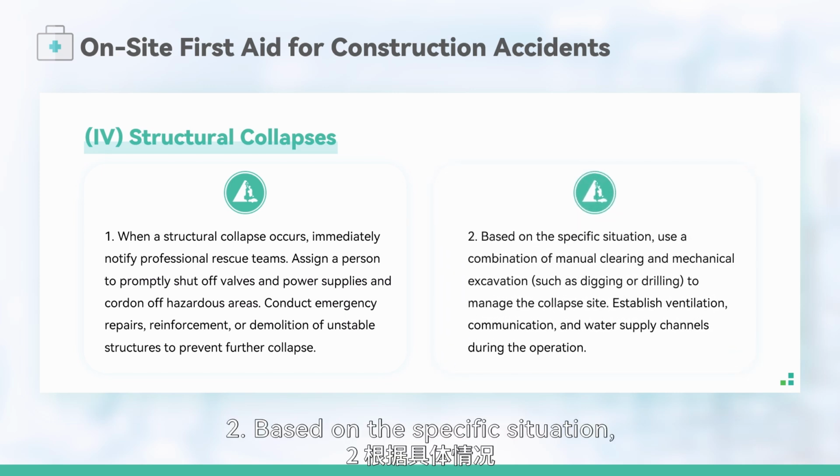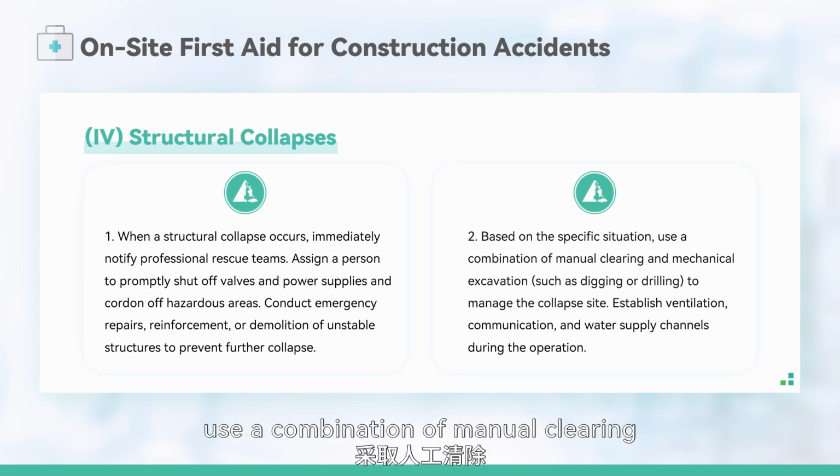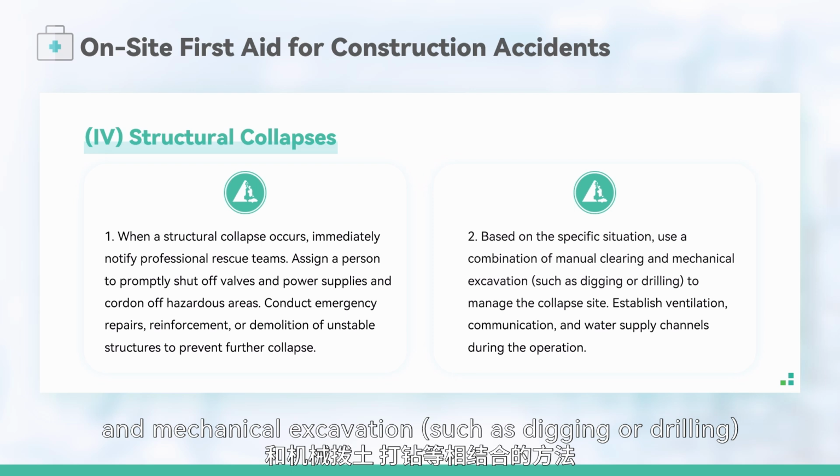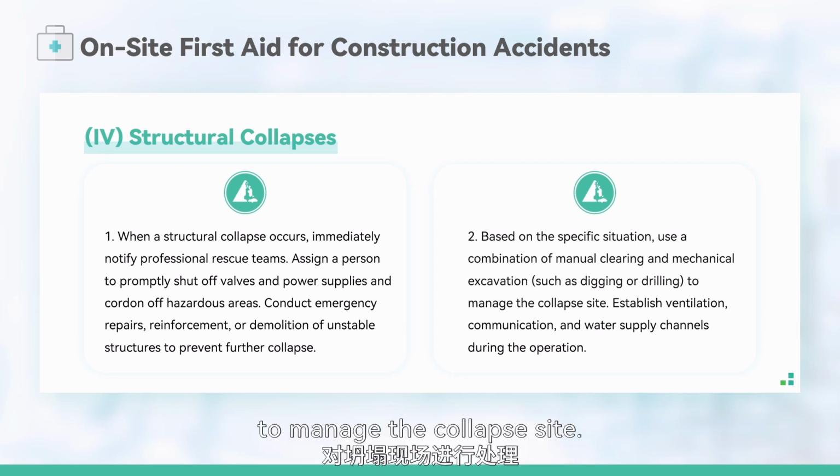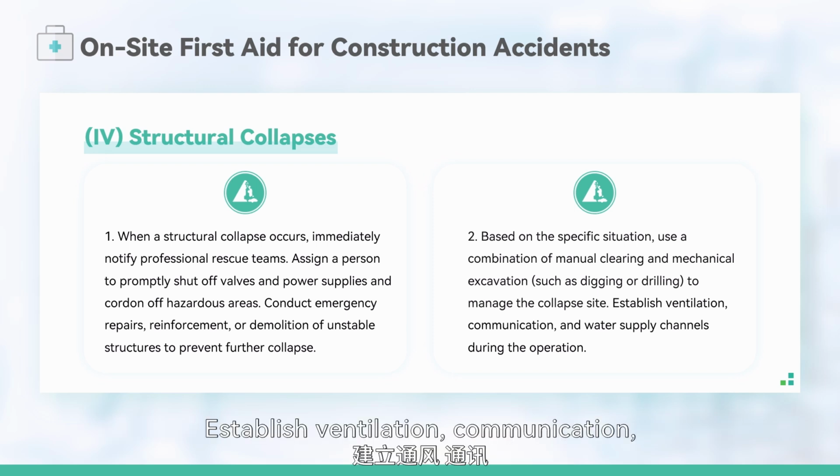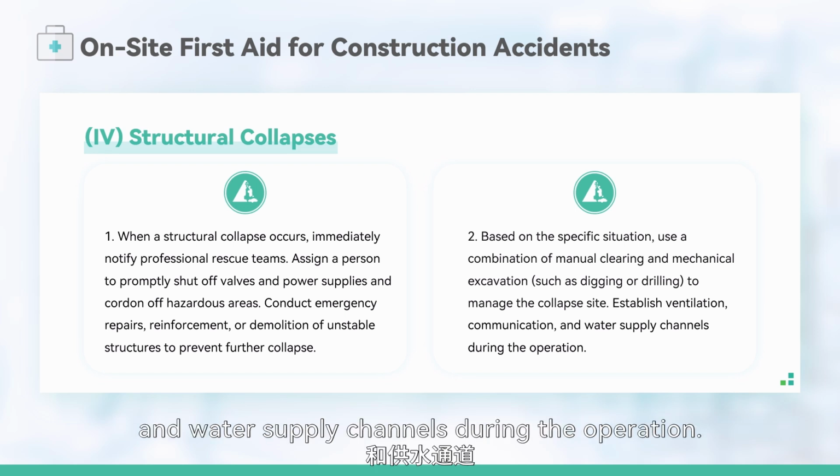2. Based on the specific situation, use a combination of manual clearing and mechanical excavation, such as digging or drilling, to manage the collapse site. Establish ventilation, communication, and water supply channels during the operation.